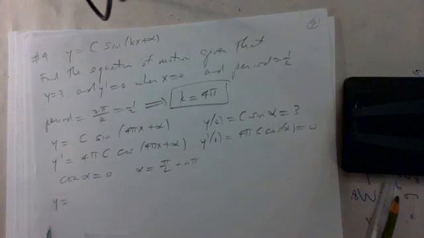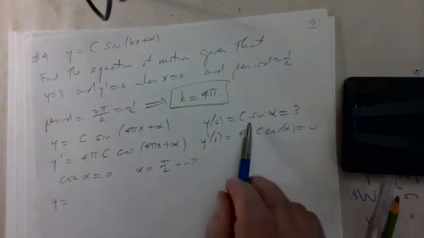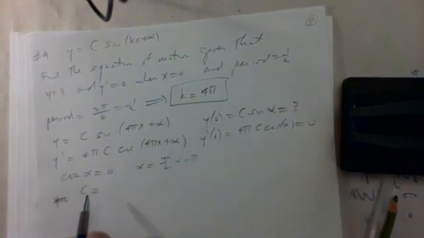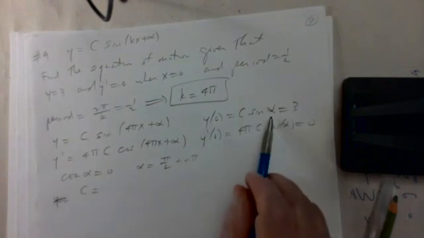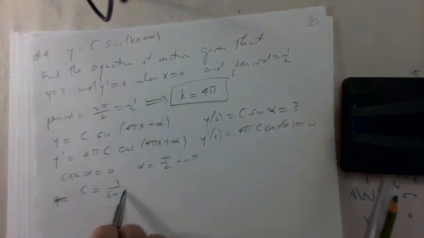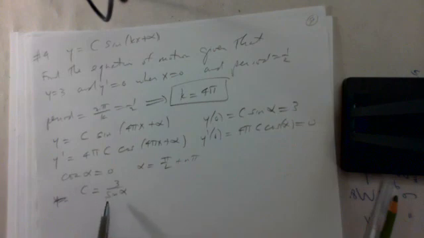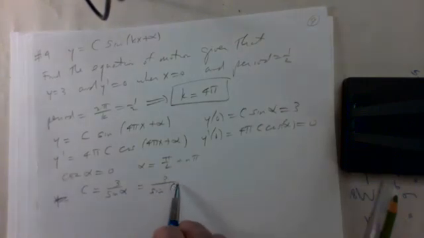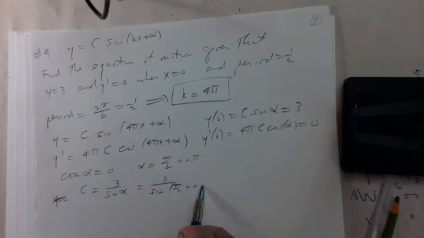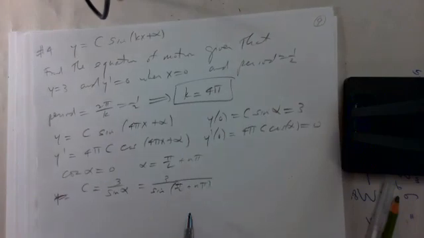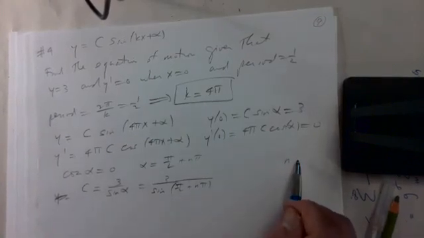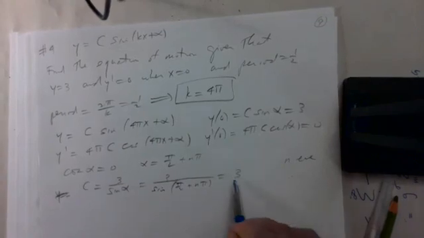So what is y? Sorry, I can also get c. So what is c? C is 3 over sine alpha. That's 3 over the sine of, what is alpha? Pi over 2 plus n pi. So this is plus or minus 1. Let's just say I take n 0 or n even. This is 3, and it's minus 3 if n is odd.